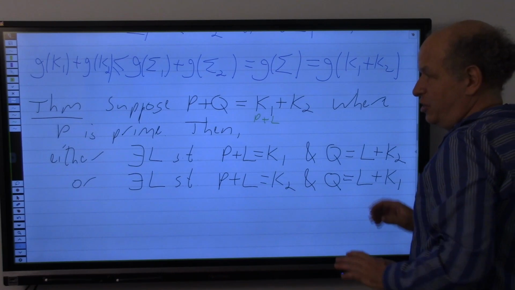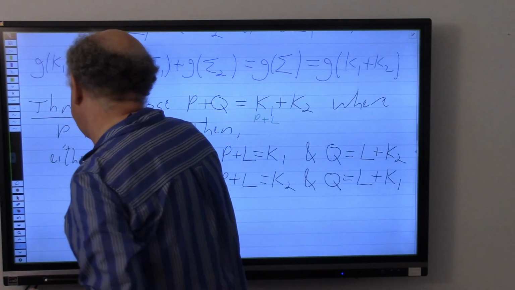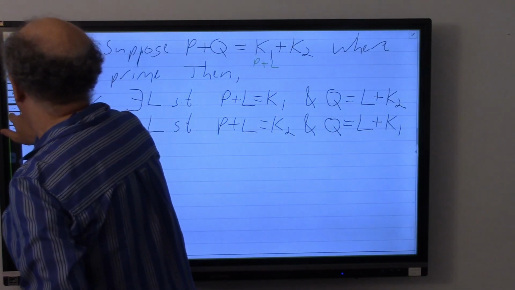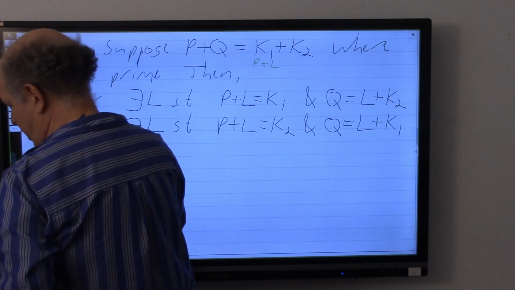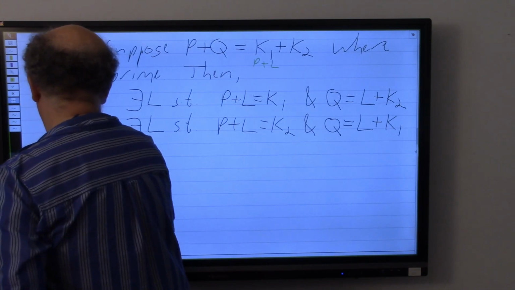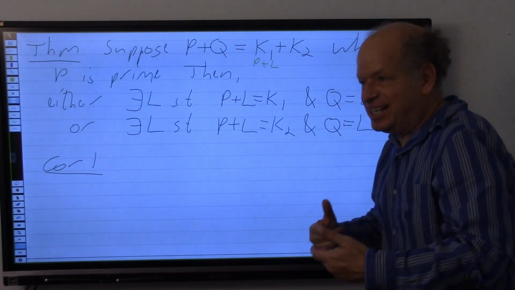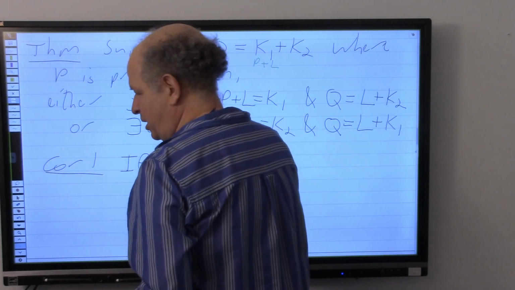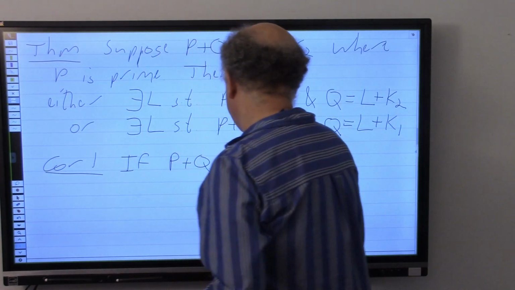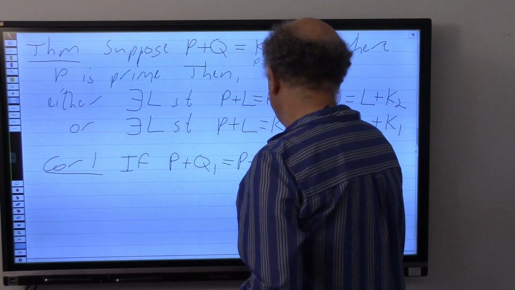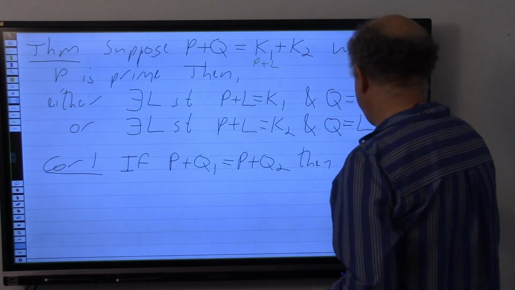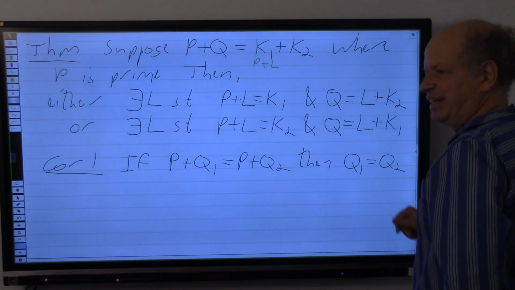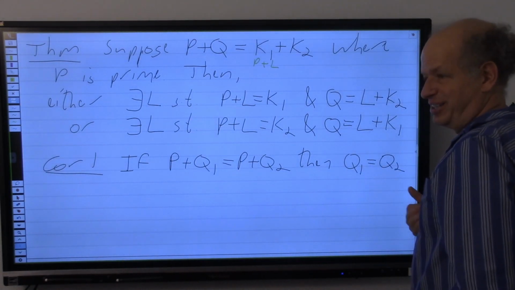Okay? So this turns out to be a rather, well, I mean, it will take us an hour to prove this, but I want to show you two corollaries. Corollary one: cancellation actually works. So if P plus Q1 is equal to P plus Q2, then Q1 is equal to Q2. Okay, again, a priori it's not obvious.